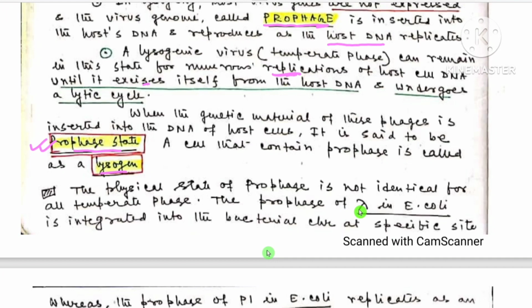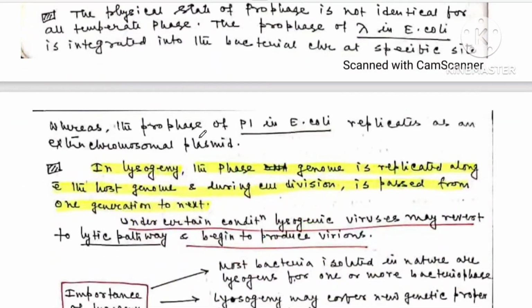The prophage of lambda in E. coli is integrated into the bacterial chromosome at a specific site, whereas the prophage of P1 in E. coli replicates as an extra-chromosomal plasmid, right? What is this plasmid? Plasmids are extra-chromosomal DNA inside a host cell, inside bacteria, and usually a plasmid contains many antibiotic resistance genes, right? And this will protect the bacteria from antibiotics.